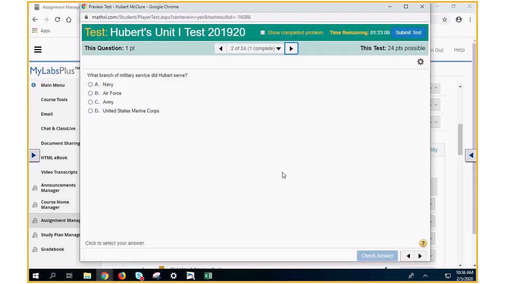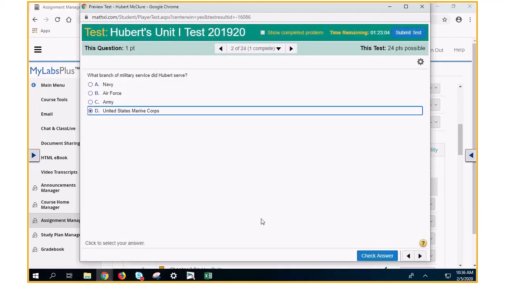Next. The only one with United States in front of it. Somebody will get that wrong.